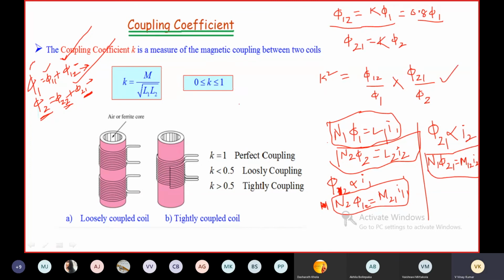In this, you're going to get K is equal to, here M12 is equal to M21 is equal to M. Then K is equal to M by root L1 L2. If K is equal to 1, it means perfect coupling, total flux links the other coil. K less than 0.5 means loosely coupled. If K is greater than 0.5, it means tightly coupled. Okay, practically perfect coupling is not possible. So practically K is greater than 0.5.